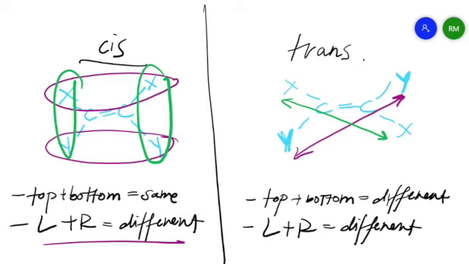they are both parallel, like this. That's how I like to think of it. Cis is they are parallel, and trans, they are crossed over like that.